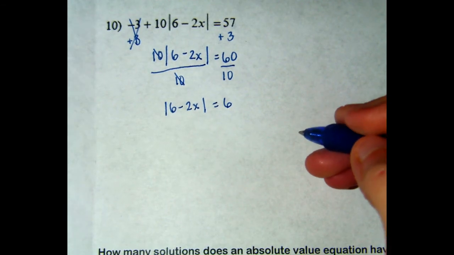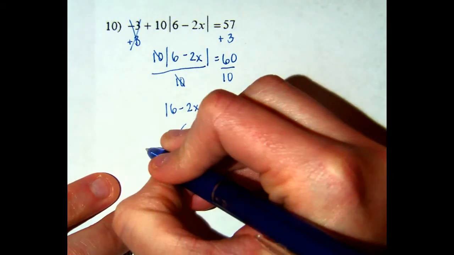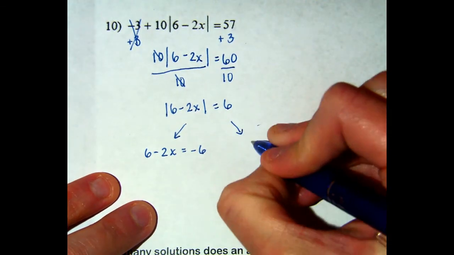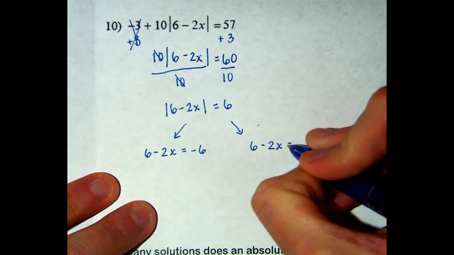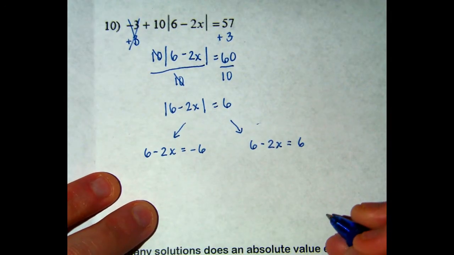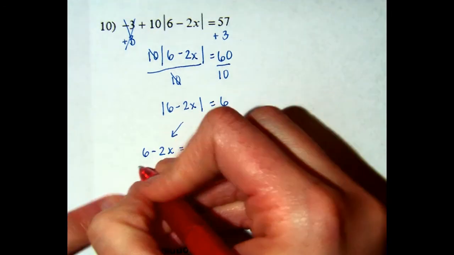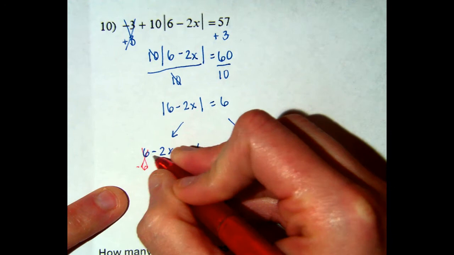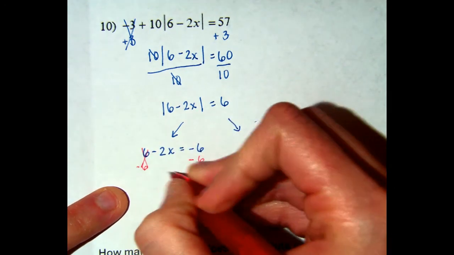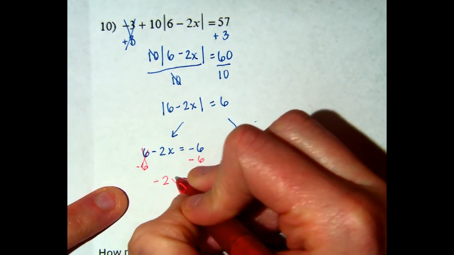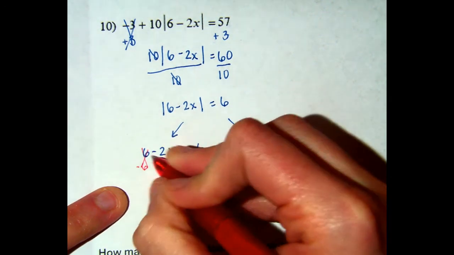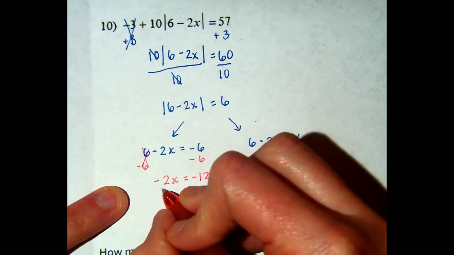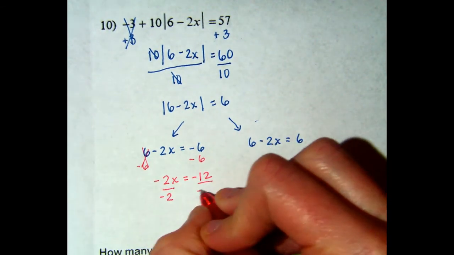Ready for the two cases. 6 minus 2x equals negative 6. And 6 minus 2x equals positive 6. I will then solve each. I'm subtracting 6, not adding it. I don't look at this symbol. I'm looking at the symbol in front of the 6. That's a common mistake, is to use this symbol when I need the one in front of the 6. So negative 2x equals negative 12, so divide by negative 2.